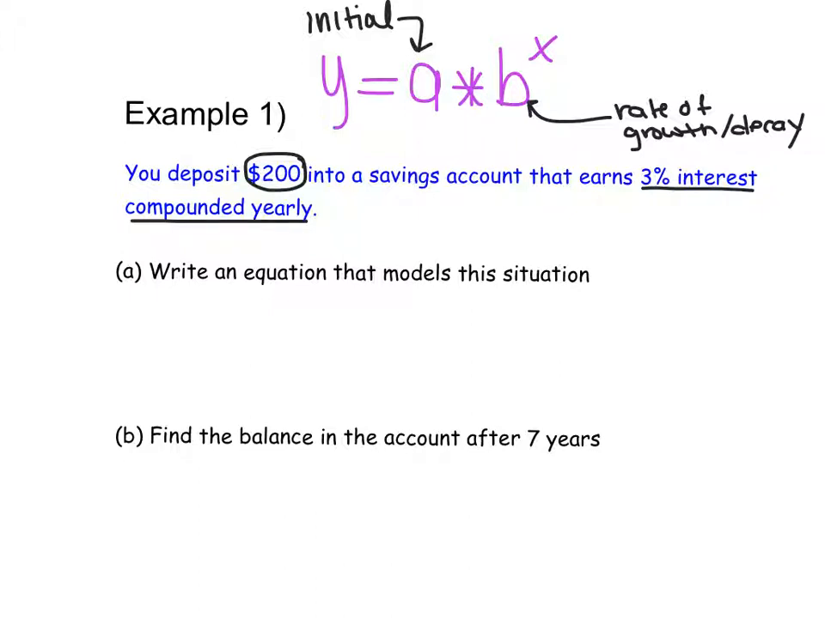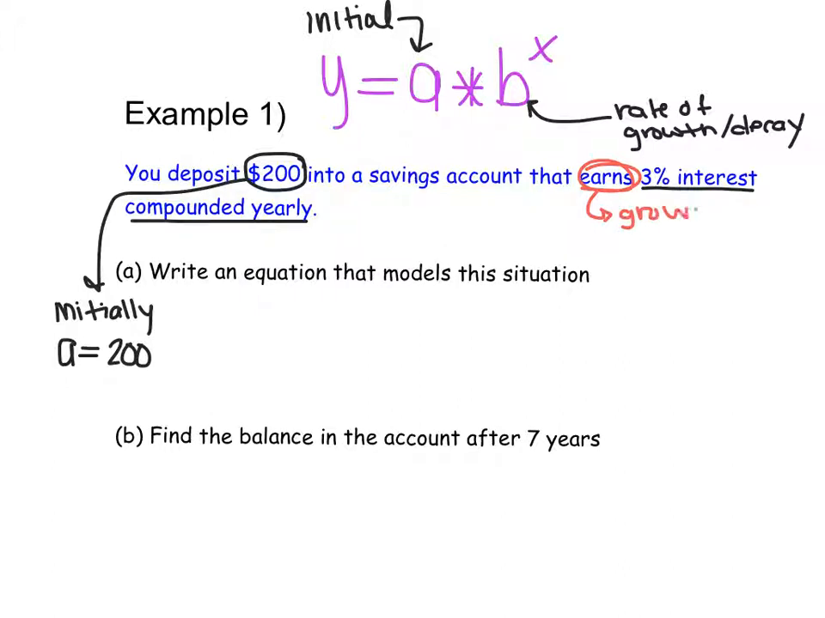So this $200 that you see here, that's how much money we started with initially. So when they're saying we deposited that money in, and that's our starting value, that is saying that our a value is in fact equal to the $200 that we started with. Then this next piece here says it earns. Earns is telling us that it is growing over time. And it's growing by 3% each year.